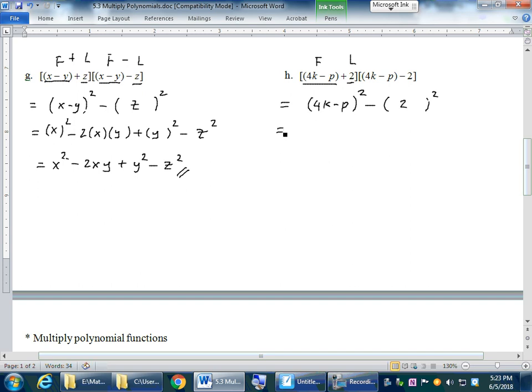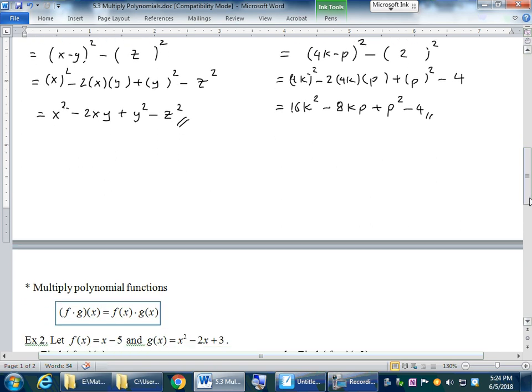And the first one, you use the shortcut formula first squared minus 2 times first times last plus last squared, minus 4. So it will be 4k times p, and then p squared. So this will become 16k squared minus 8kp plus p squared minus 4 as my final answer.